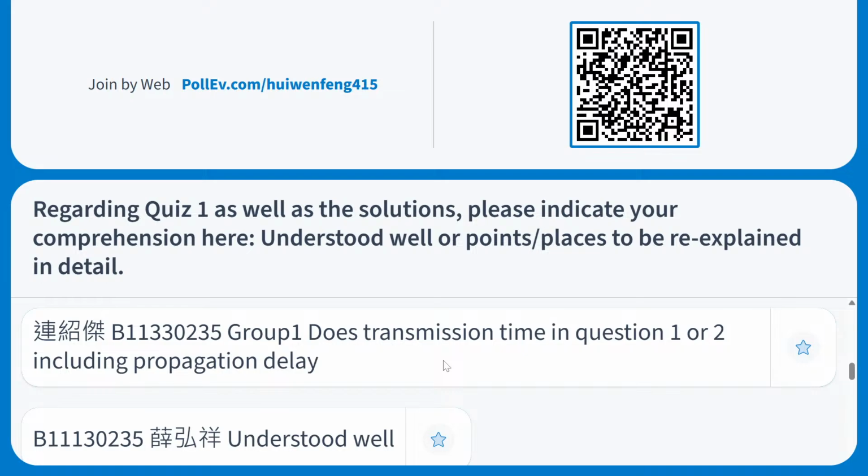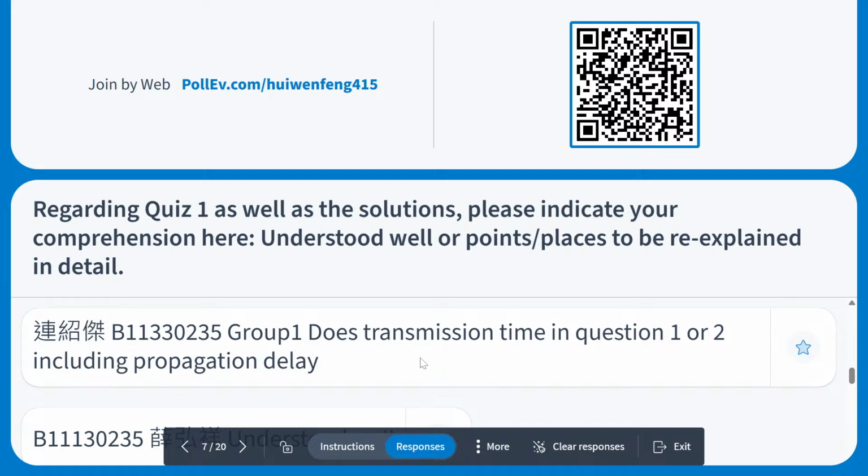So, one question, this one. Does the transmission delay in questions 1 and 2 include propagation delay? Of course, no. Transmission delay is different from the propagation delay. And we assume zero propagation delay. So this is a question from Shaojie.